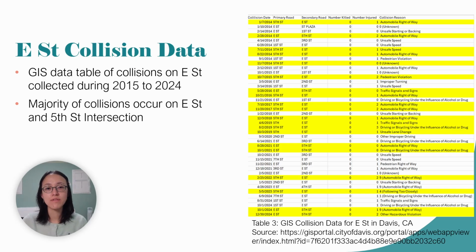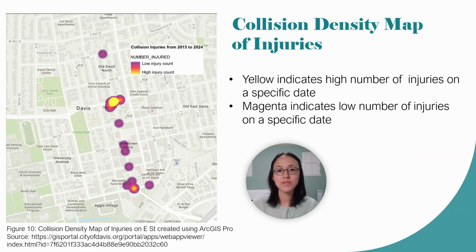While there is no data for people killed, there are multiple cases of injuries from the crashes. Furthermore, the collisions are primarily due to automobiles having the right-of-way and drivers going at unsafe speeds. From the data, we created a collision density map of all the injuries on E Street. We can see clearly that the area with the greatest number of injuries is on 5th Street and E Street, and the rest of the injury counts, which are colored in magenta, are kind of spread out across the corridor.